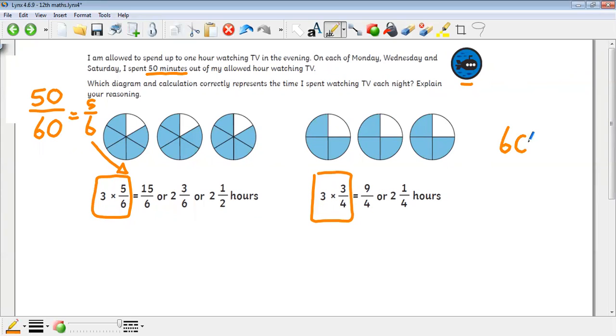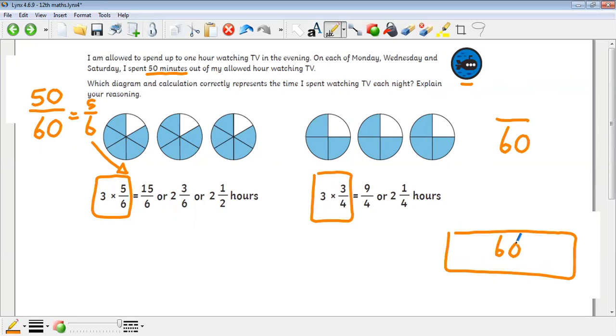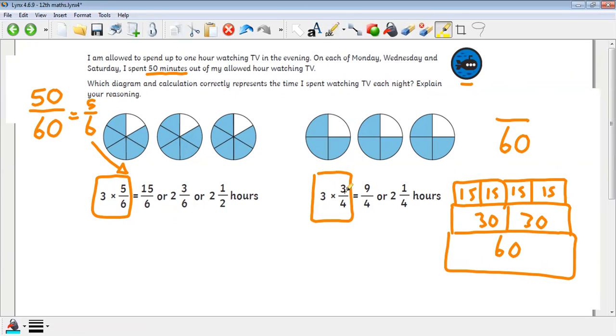3/4 of 60, if I halved it, would be 30, and then I half those halves, there'd be 15s, and then it wants 3 of those 4, they would add up to 45, not 50, okay?